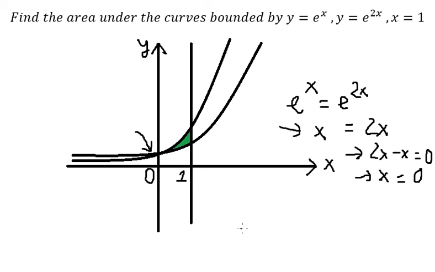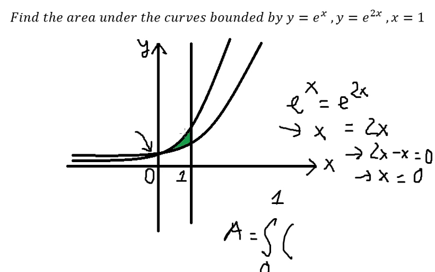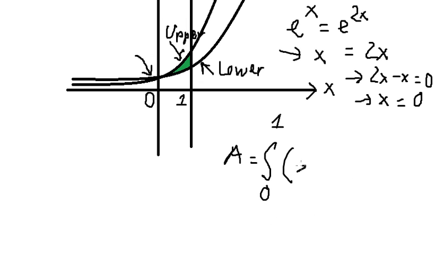So we have the integration in here from 0 to number 1. Number 1, that is from here. We see that this is the upper and this is the lower. The upper is e to the power of 2s. And the lower is e to the power of s.